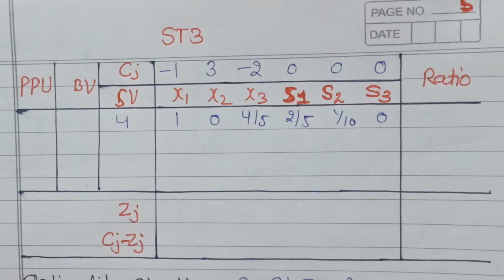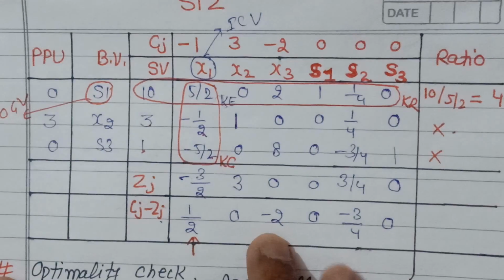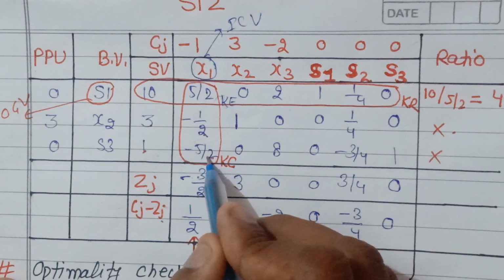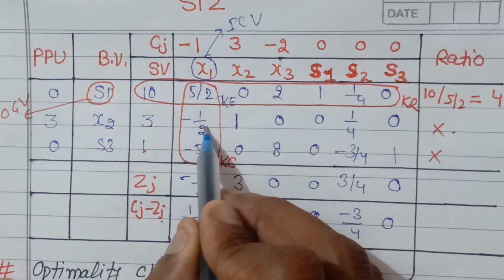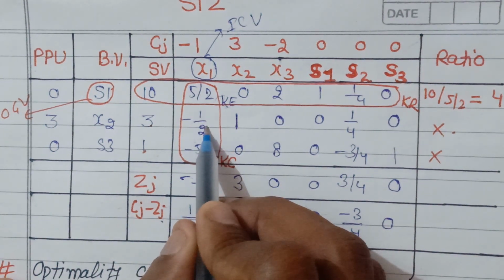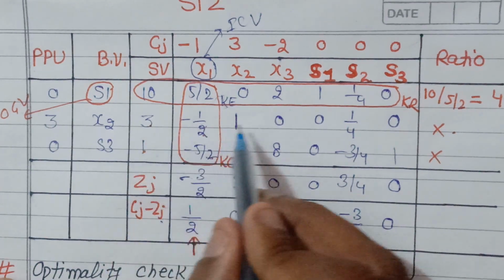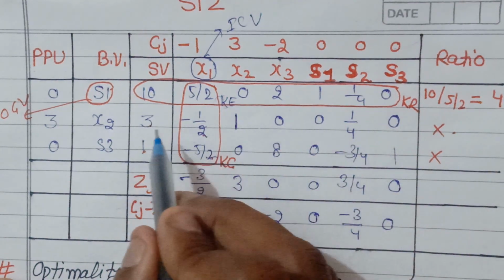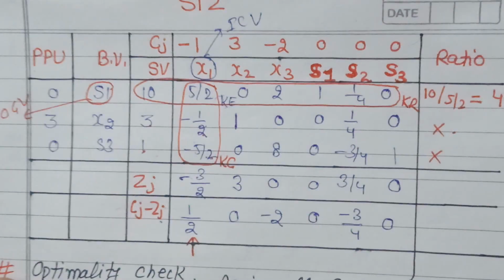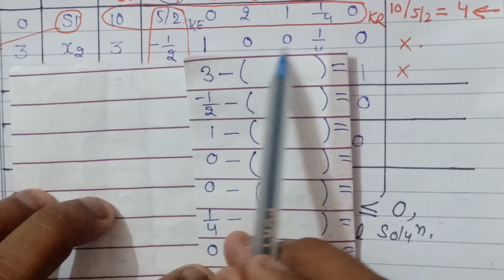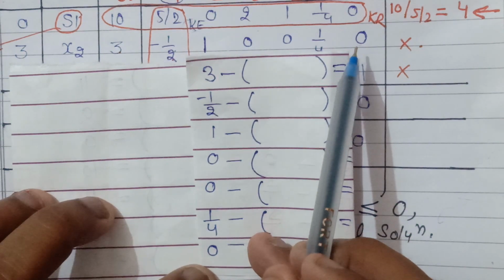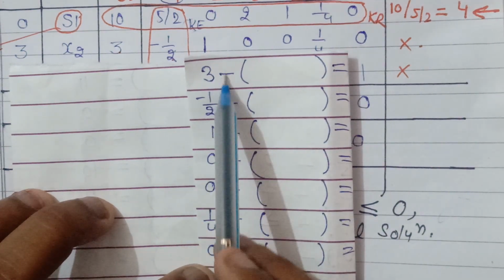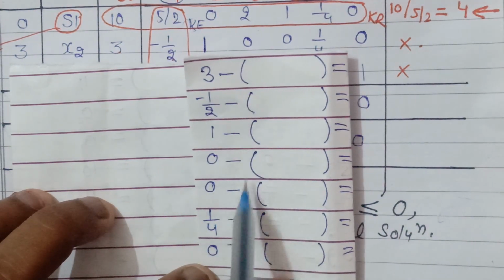Now we have to convert these two values also to 0. So let us start with this element. For making this element 0, let us write this row in the form of a column. Now we have written these elements of the row in the form of a column. Then we have marked a minus sign and a bracket here.